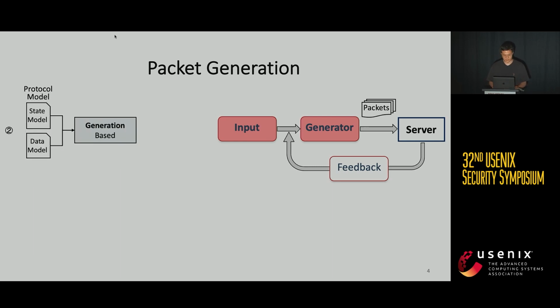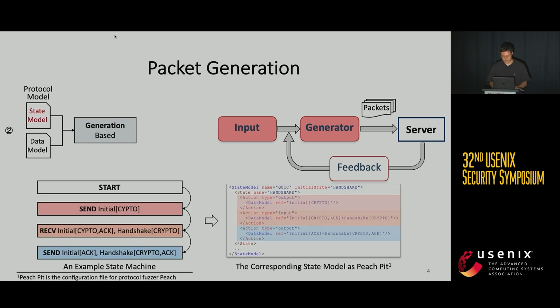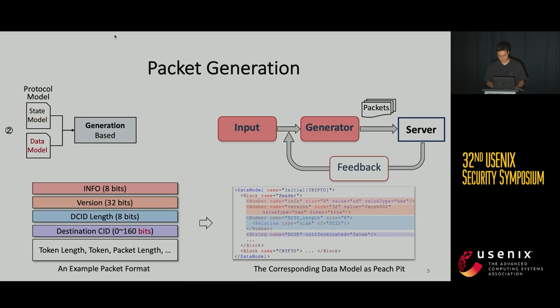The second class is generation-based. The fuzzers generate packets based on a user-defined protocol model, including data and state models. The state model is given as a graph. It specifies the valid packet sequence when interacting with the server. Here we show an example state machine and its corresponding state model. The data model defines the format of accepted messages. Here we show an example format and its corresponding data model.